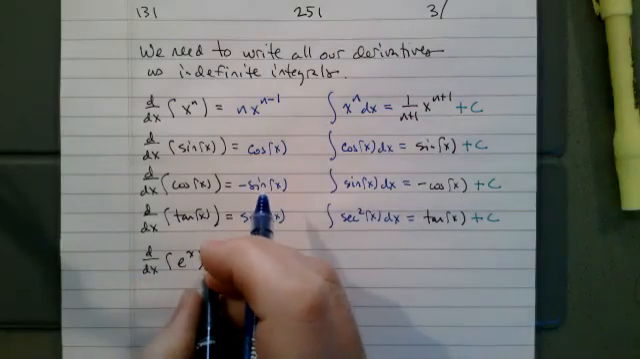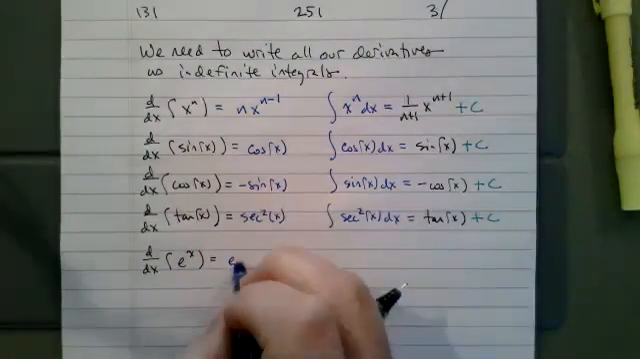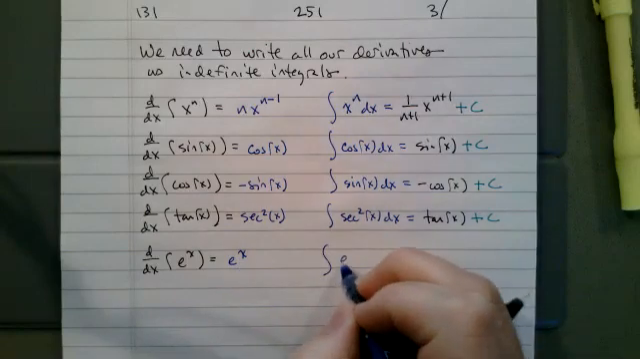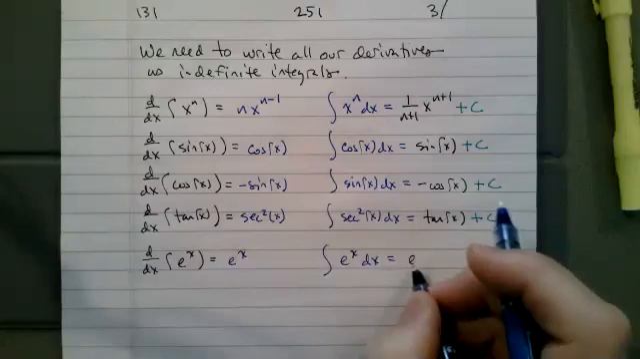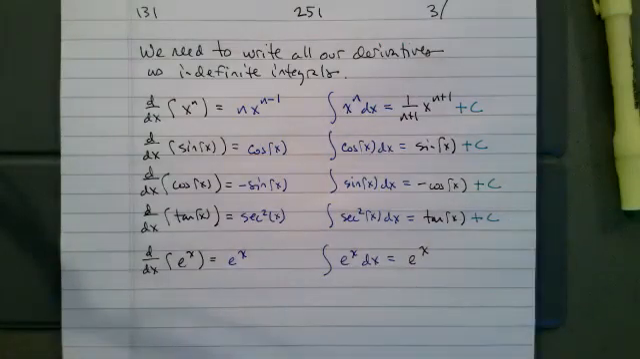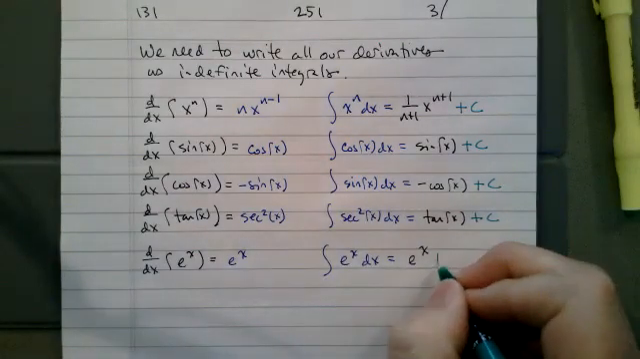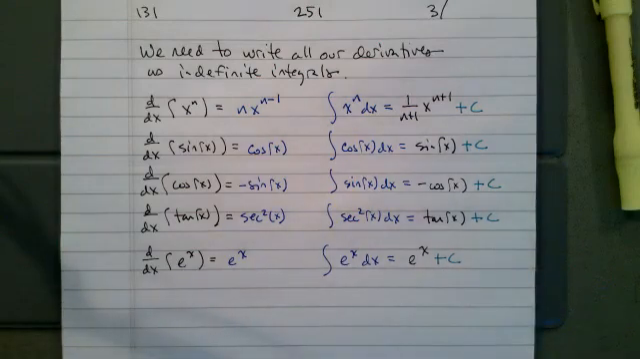The derivative of e to the x is e to the x. So the integral of e to the x dx is e to the x plus some constant. Any questions?